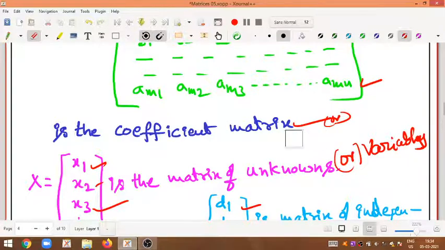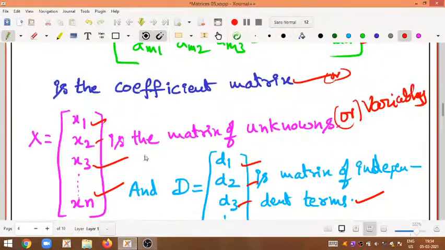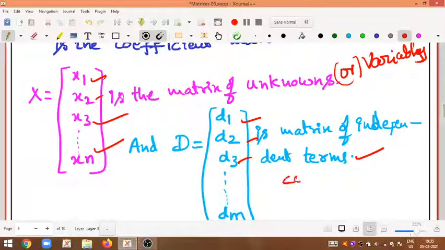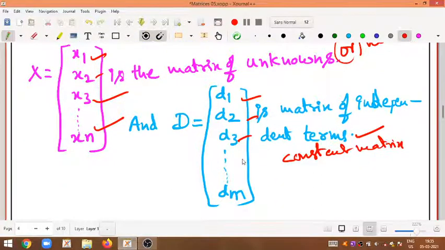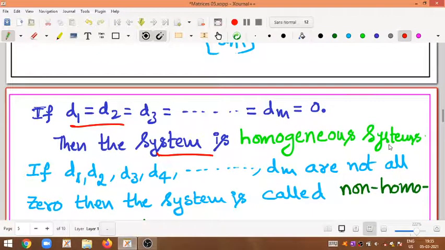This is the coefficient matrix. A is called the coefficient matrix, X is called the variable matrix or unknowns, and D is called the constant matrix, or matrix of independent terms. These conditions are very important. If D1 is equal to D2 is equal to D3, and so on, up to Dm is equal to 0, then that system is known as a homogeneous system.